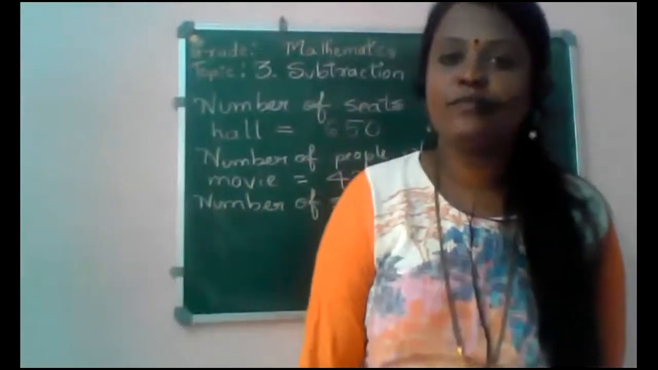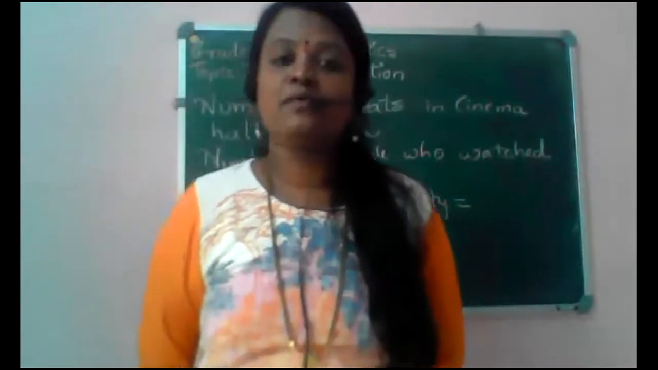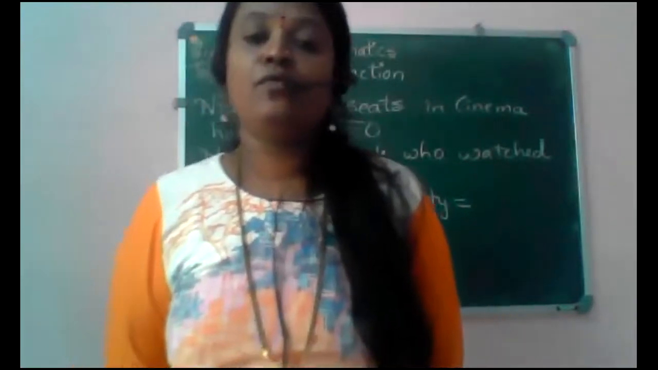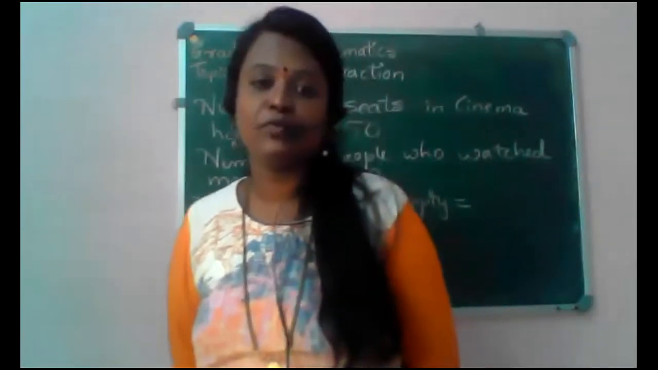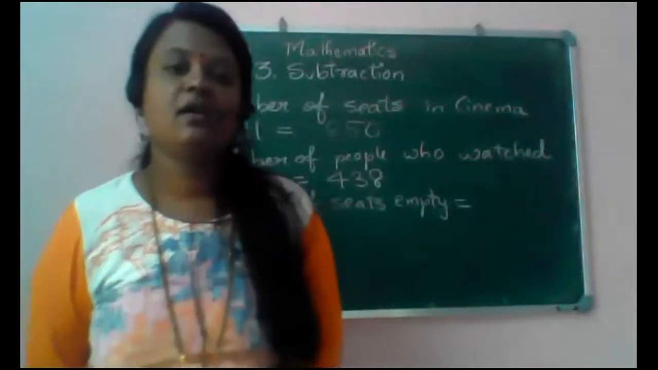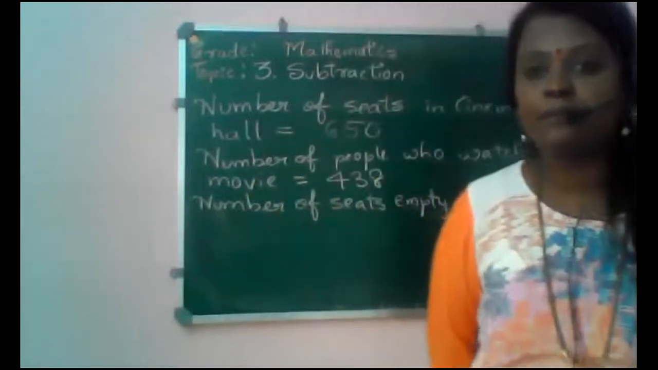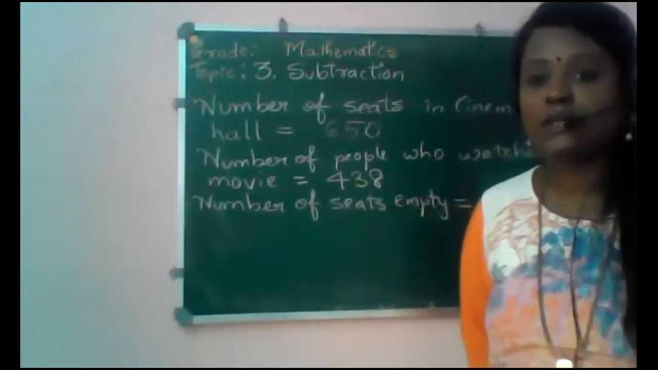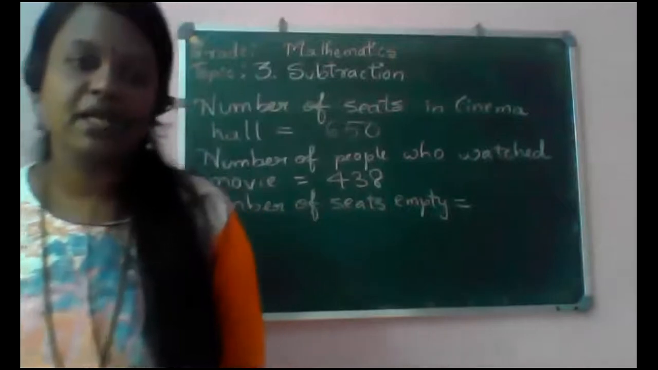Here is a question. For example, 650 seats are available in a cinema hall, and there were 438 people who watched the movie. So of course there are some seats left which are said to be vacant, where the people have not come. We need to find how many seats are empty. So clearly this question states that we need to go ahead with subtraction.